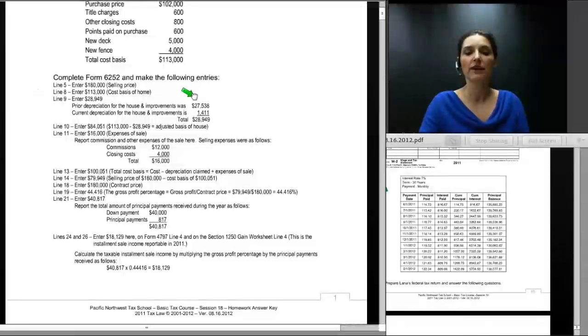We're going to look at prior depreciation from earlier years of $27,538, and then we're going to add in the current year depreciation of $1,411, and that gives us total depreciation claimed on the home through the date of sale of $28,949. And just to point out this $1,411, that is going to be the allowable loss for Lana.